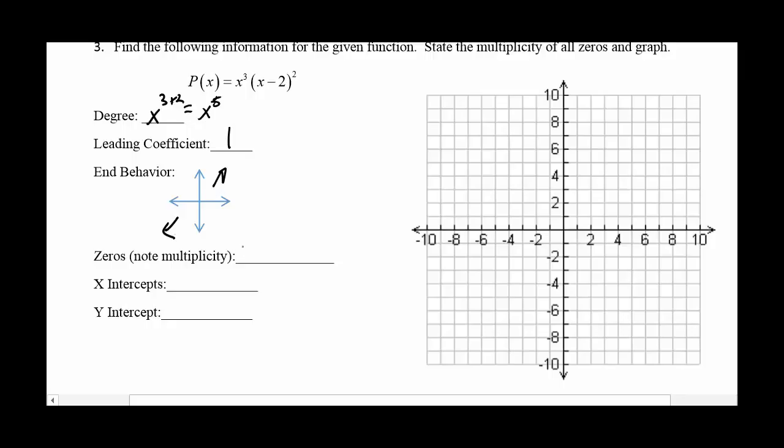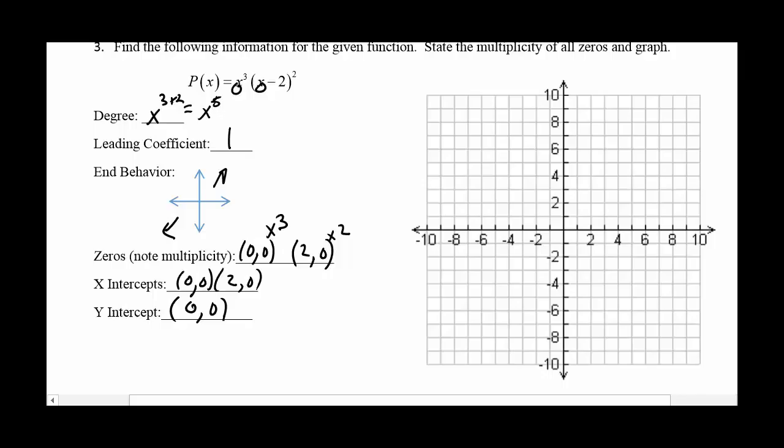Zeros, noting multiplicity. If I look at factored form, x cubed, if I set that equal to 0, that gives me 0, and it's got a multiplicity of 3. The x minus 2 is going to cross at 2, 0, and it's got a multiplicity of 2. And I think this x-intercept question is just a silly repeat, since I already identified the zeros. And the y-intercept: if you were to put a 0 in, what would you get? We actually would get 0, 0 out of that.